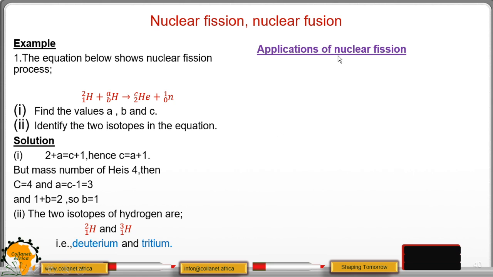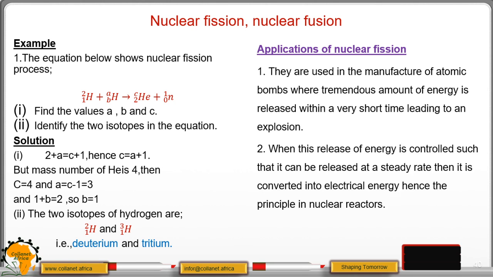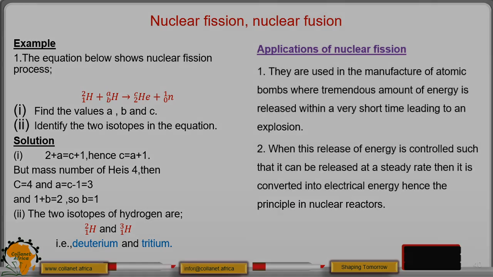Then we move to application of nuclear fission. In this one, they are used to manufacture atomic bombs, where a tremendous amount of energy is released within a very short time. Then when this released energy is controlled, it can be converted to electrical energy. So it means we can use nuclear energy to get electricity.